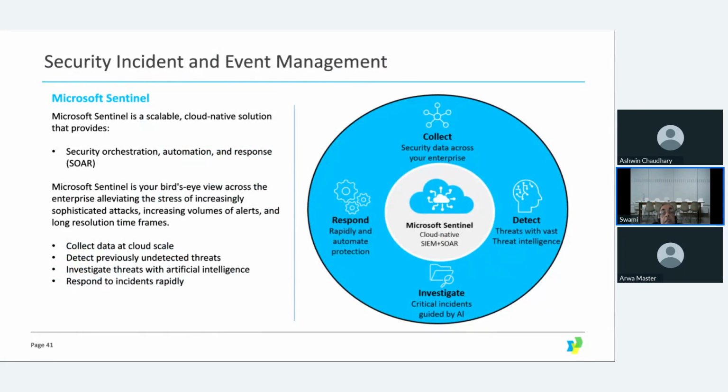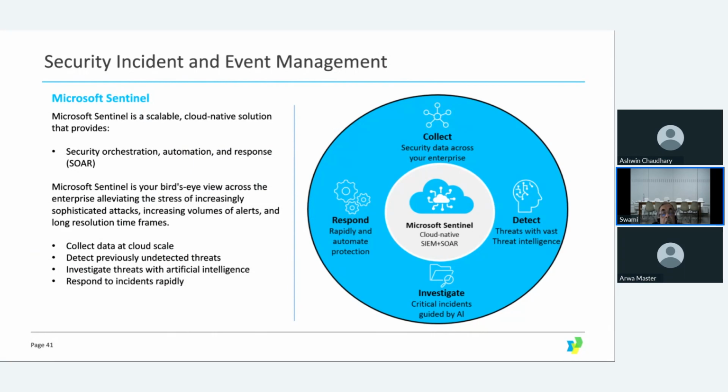Microsoft Sentinel is a scalable cloud-native solution that provides security orchestration, automation, and response. Sentinel has the feature of collecting all your security data using your logs, and it covers all the data across your enterprise. For collecting data across the enterprise, we need to configure Sentinel. It also detects threats using threat intelligence, responds rapidly, and automates the protection. Basically, it identifies the threats and vulnerabilities, and actions are implemented. For actions to be implemented, they all need to be configured within the tool, then only it will be effective.